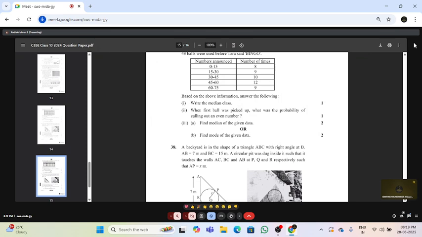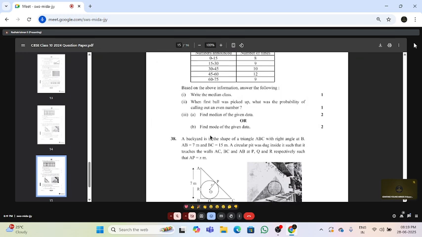So those are the questions here. Write the median class. What is the probability of calling out an even number when the first ball was picked up? Find the median, find the mode. I hope you understood this problem, right?